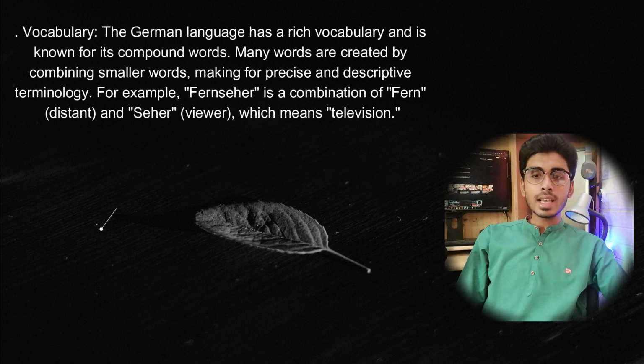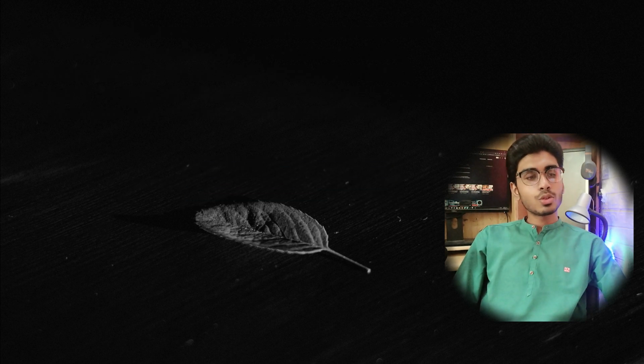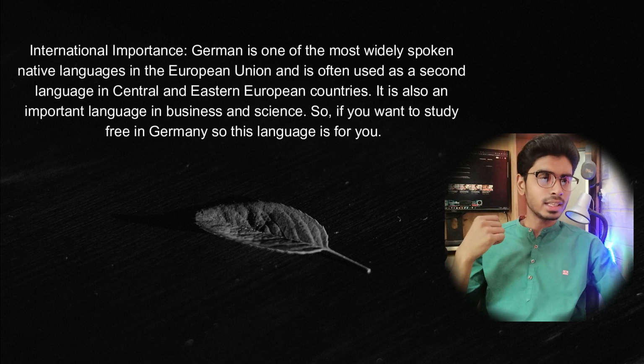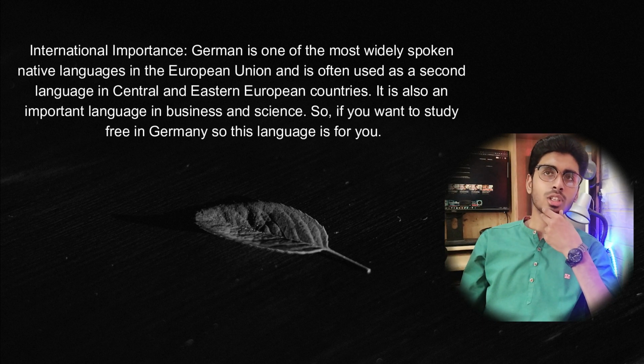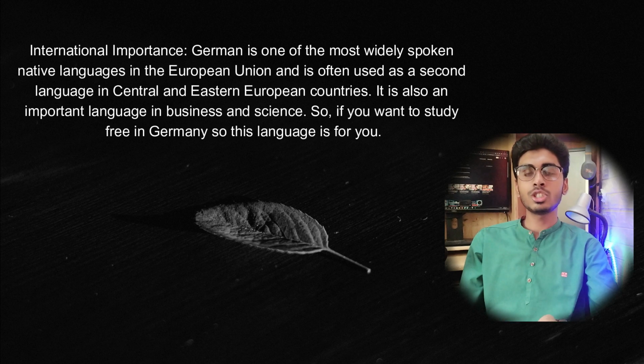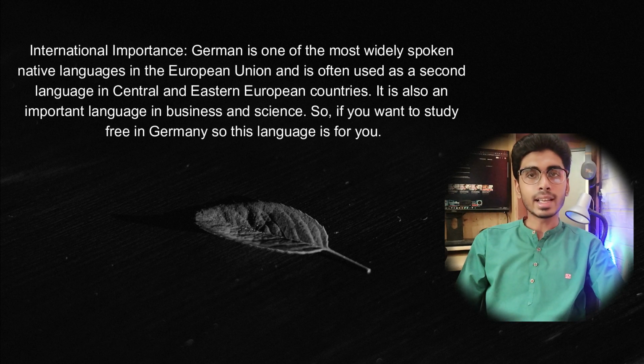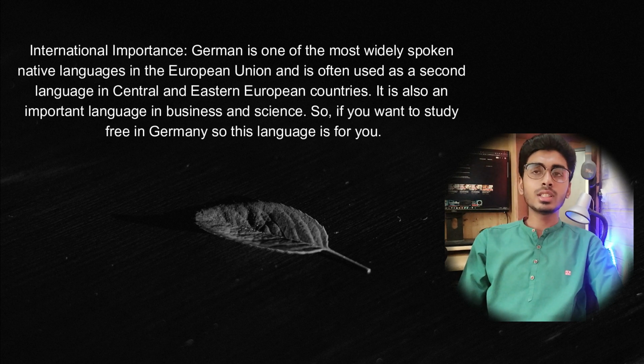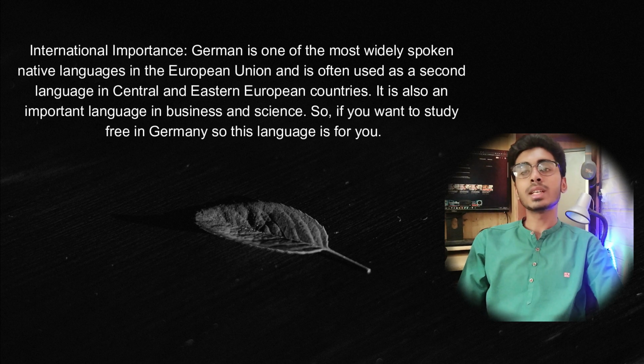Okay, the next thing is international importance. German is a widely spoken native language in European states and is used as a second language in some other states, like in Central European states. In Germany it is the official language, but in other European states it is used as a secondary language, and definitely English is the first language in some countries in Europe, like the UK, Poland, Norway. Mostly English is spoken, but German is a secondary language, and in some states and countries German is an official language. Okay, we can also talk about that later.